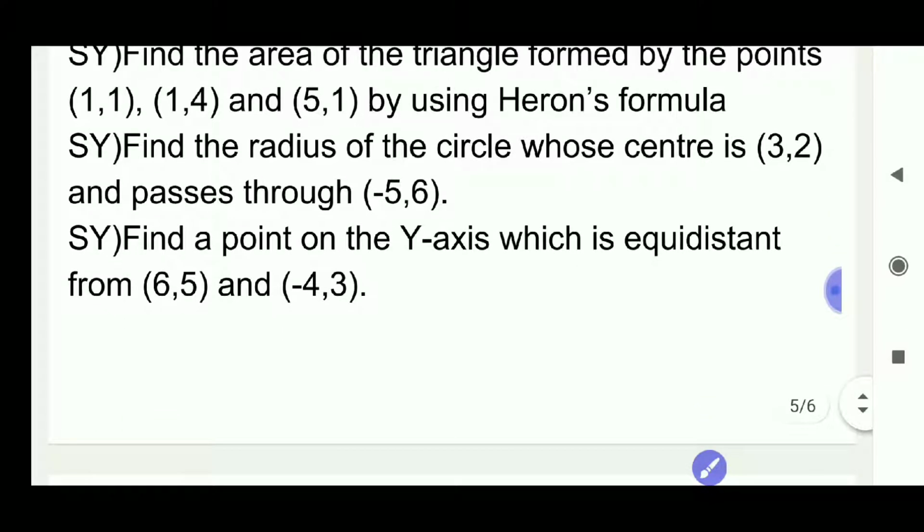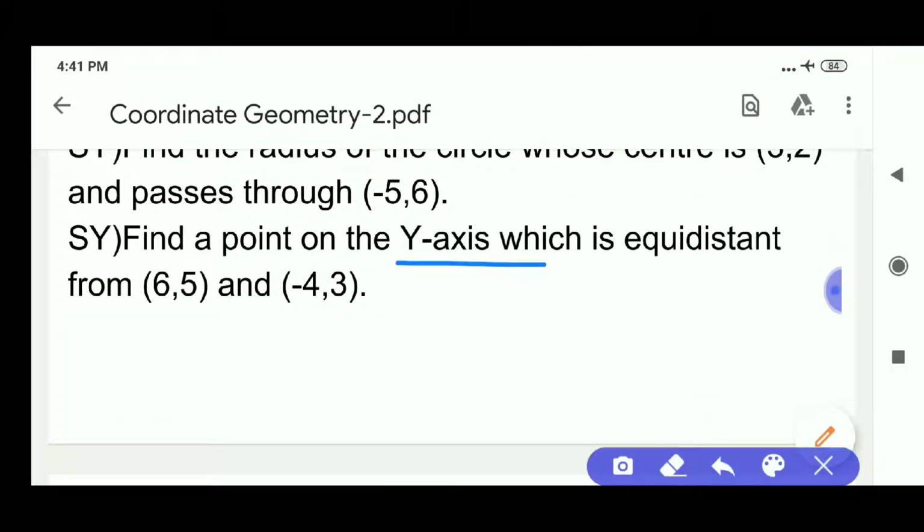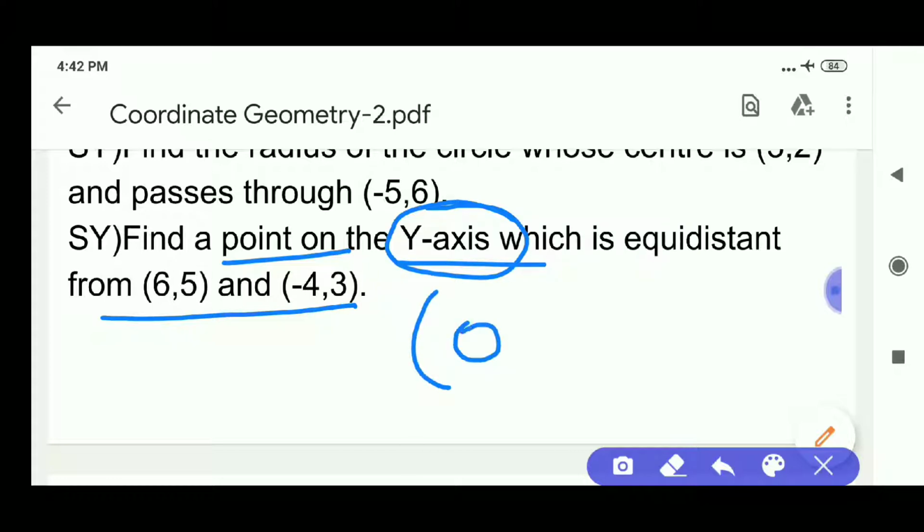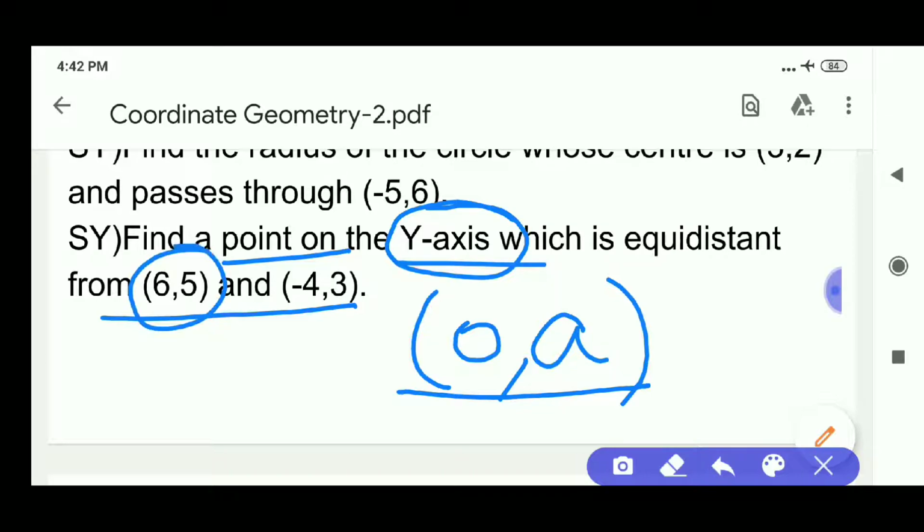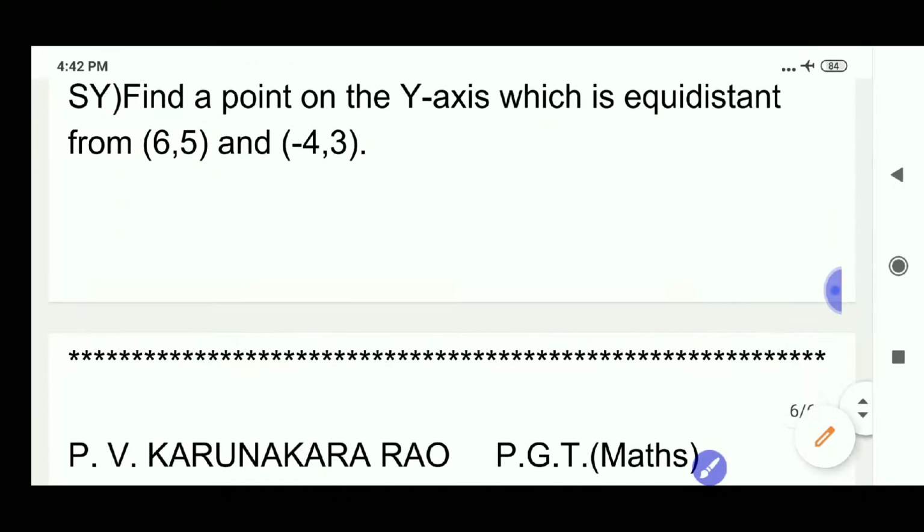Next, find the point on the y-axis which is equidistant from the given points. We already proved this with the model of x-axis. The question is point on y-axis. Point on y-axis means x coordinate is 0, y coordinate is a number a. The distance from (0, a) to the first point is equal to the distance from (0, a) to (-4, 3), and by equating, you can find the value of a.